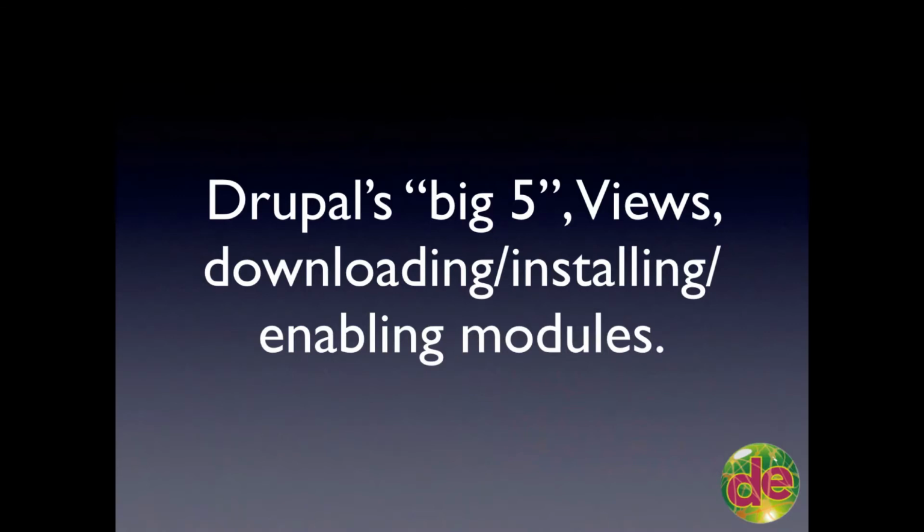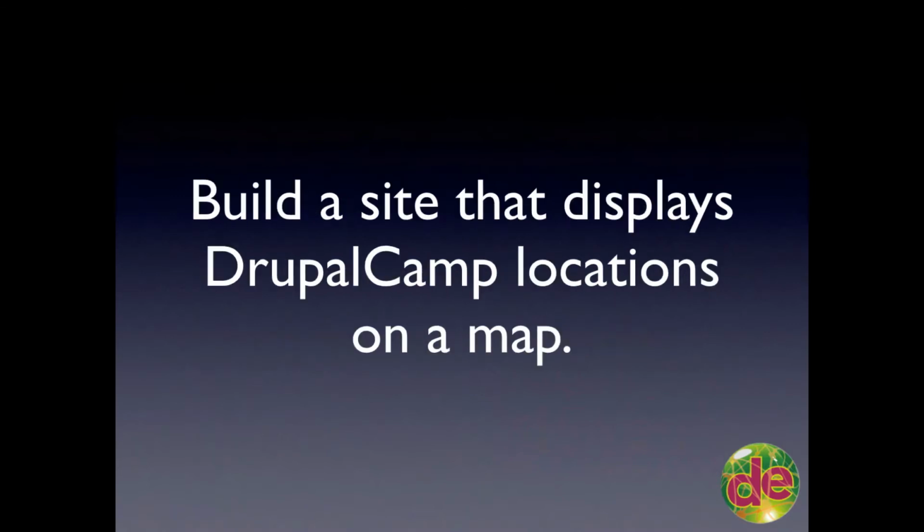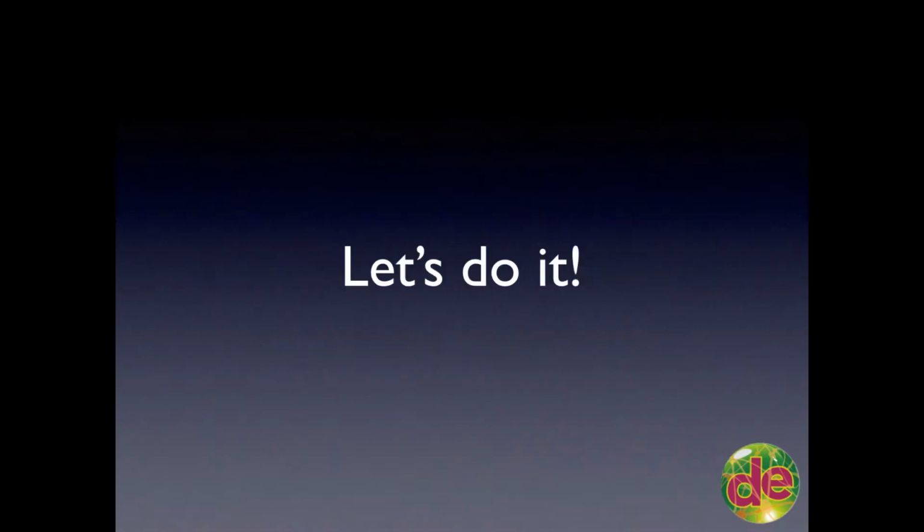So we're going to go ahead and build a site that displays various Drupal camp locations on a map. We're going to create a new content type called Drupal camp. We're going to add an address field to it and a geofield to it, and go through all the steps to configure that content type to display the address information on a map. Alrighty, everybody ready? Let's do it.